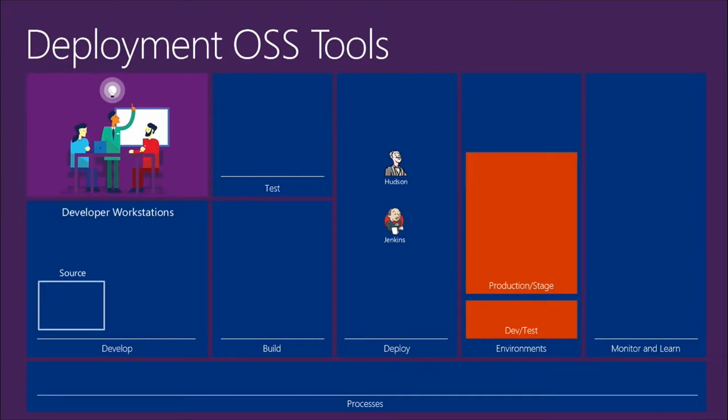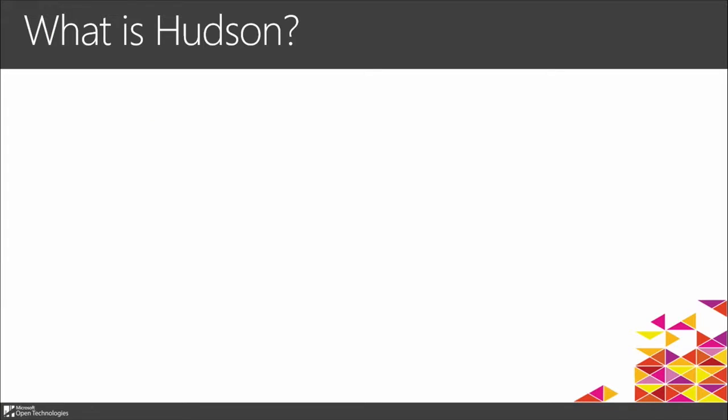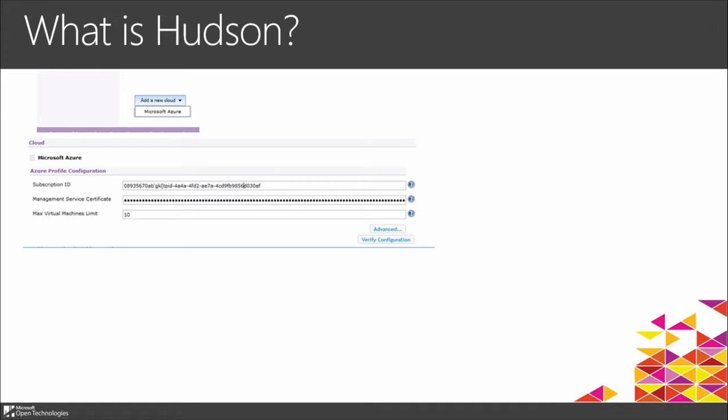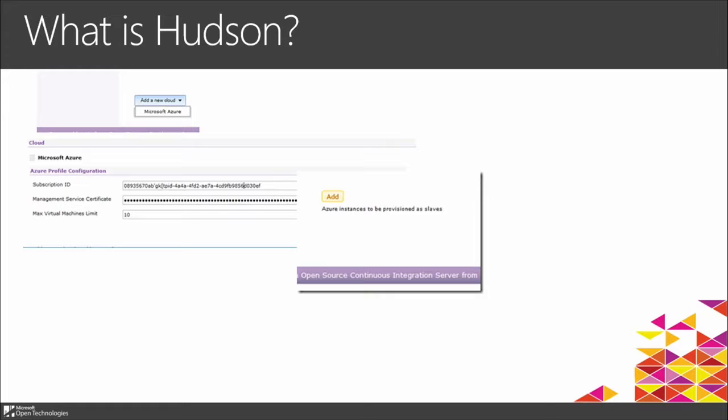What are the open source tools that relate to this that we're going to talk about here? Those are Hudson and Jenkins. What is Hudson? What does that do? Well, here I've got a screenshot of some of the things that might happen. In the Hudson console here, we have the option to add a new cloud, Microsoft Azure. We add that cloud subscription. Once we add that cloud subscription, in this particular integration feature, we are going to add instances to be provisioned as slaves, as it's listed here. What does that mean? So we should explain here.